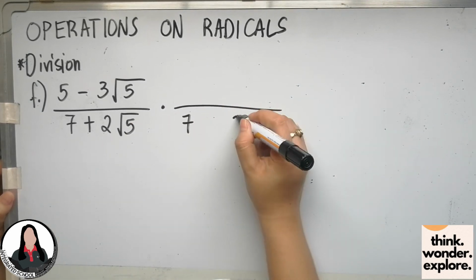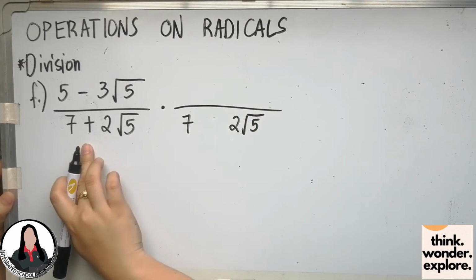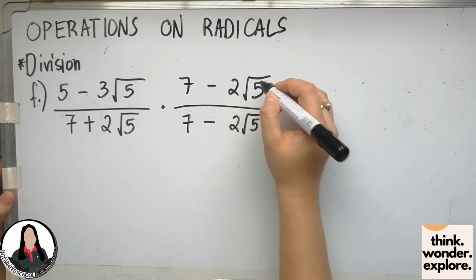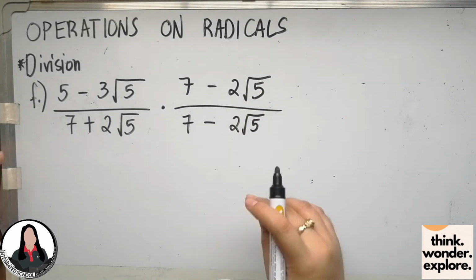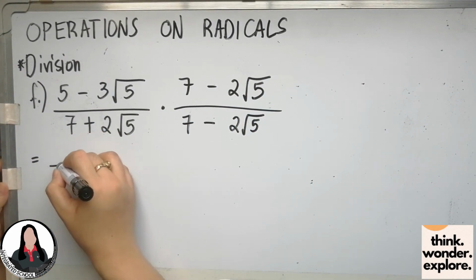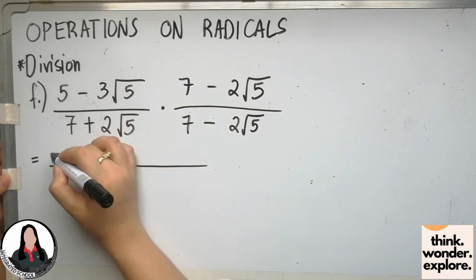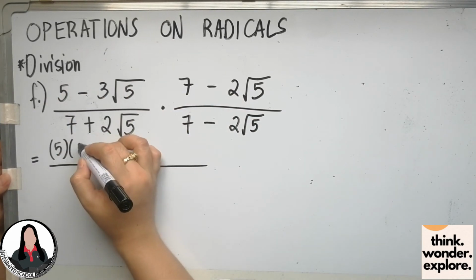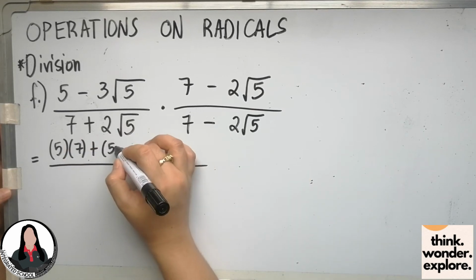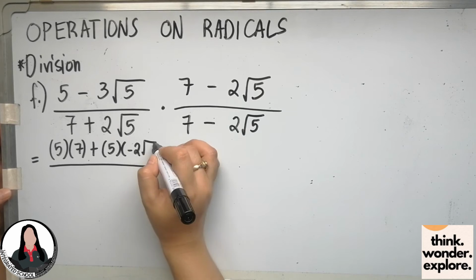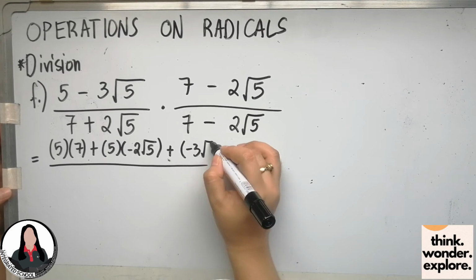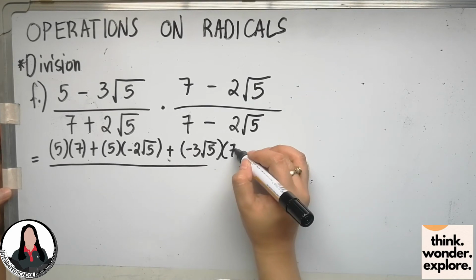So that is 7. And then 2 square root of 5. Kabaliktaran ng positive is negative. And then 7 minus 2 square root of 5. Now, let us multiply. Since we will multiply two binomials, we will use the distribution property. So, 5 times 7, multiplying the first terms. Then, let's multiply the outer terms. That's 5 multiplied by negative 2 square root of 5. And then, inner terms, we have negative 3 square root of 5 times 7.